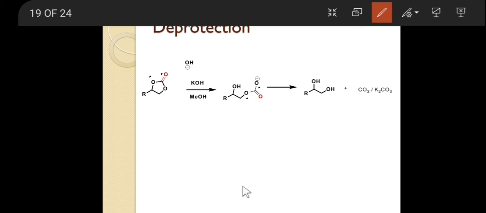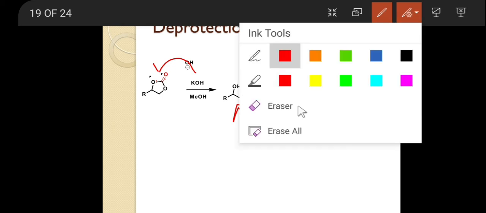They can easily be deprotected in the presence of KOH. As you can see, OH minus will attack the carbonyl and this part will open. After that, either it can form CO2, carbon dioxide, or it can form carbonate.